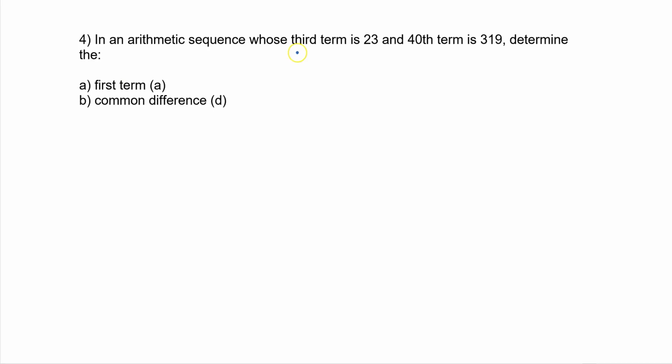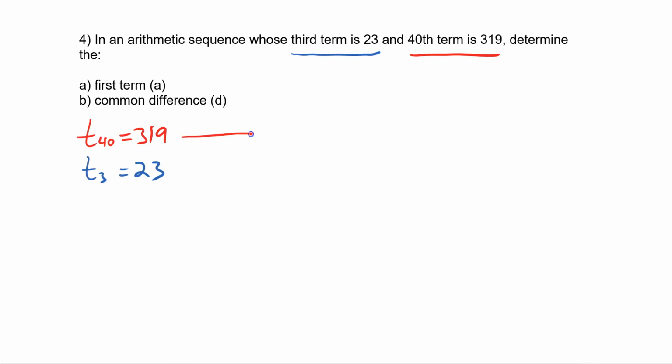Well, let's write down what we know so far. We know that the third term is 23 and the 40th term is 319. Well, I'm going to start with the 40th term. There's a reason why, and we'll see a little bit later. So I know that the 40th term, T40, is equal to 319. I also know that the third term is 23, so T3 is equal to 23. Now, this is not so helpful for us right now. We can't figure out what A is or what D is, the first term and the common difference.